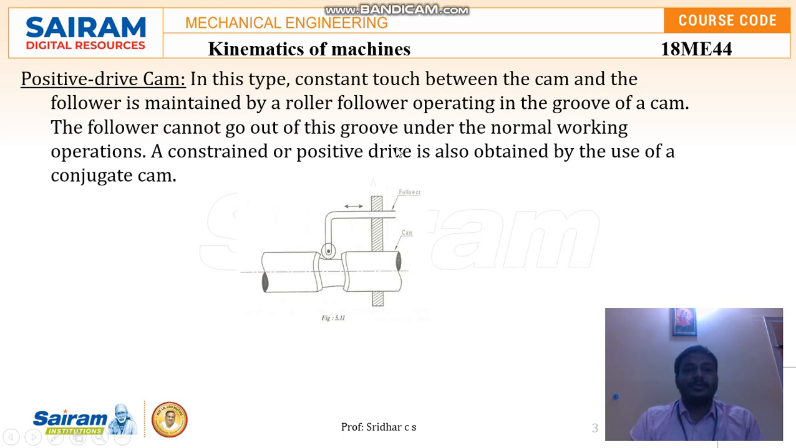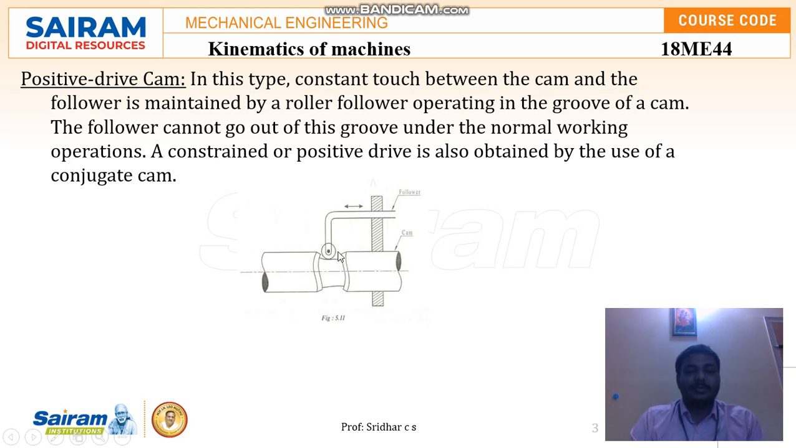So in this type, constant touch between the cam and the follower is maintained by the roller follower. Especially in this positive drive cam, the continuous touch between the cam and the follower is maintained in the form of a roller follower, where the roller follower has continuous contact with the cam in the form of a groove, so the follower cannot go out under normal working operation.